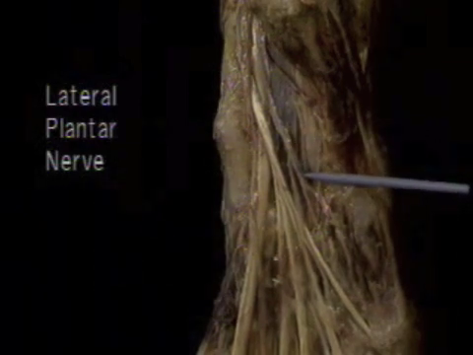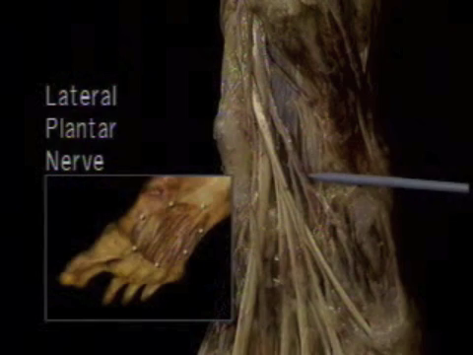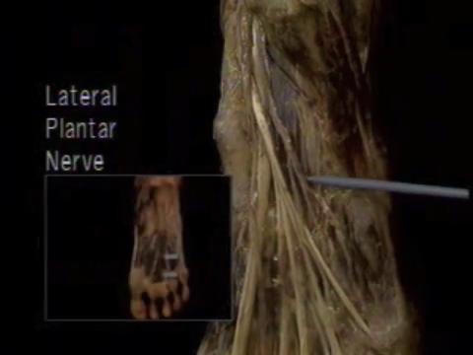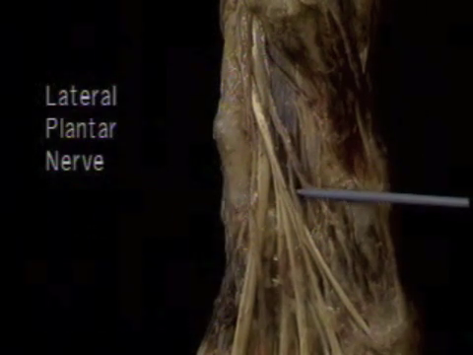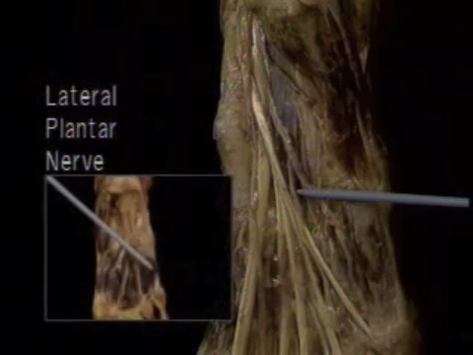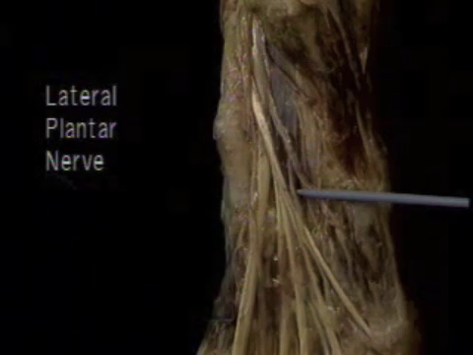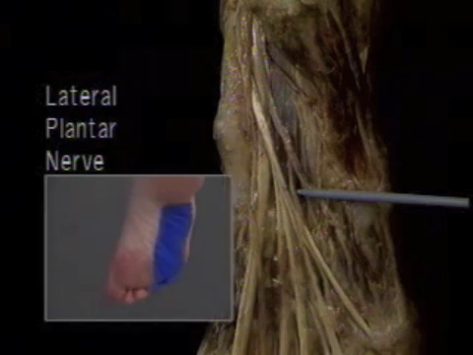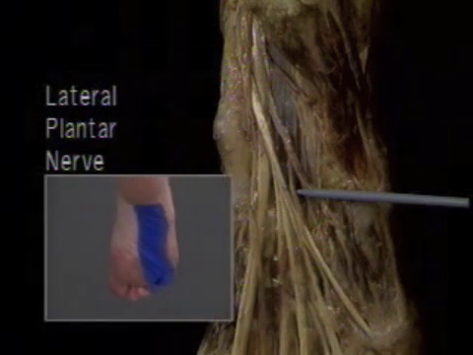It then divides into a deep branch, which supplies all the interossei and adductor hallucis, and a superficial branch, which supplies flexor digiti minimi brevis and provides sensation to the lateral part of the sole, the fifth toe, and half of the fourth toe.